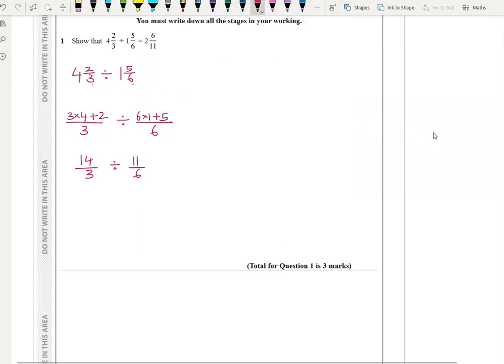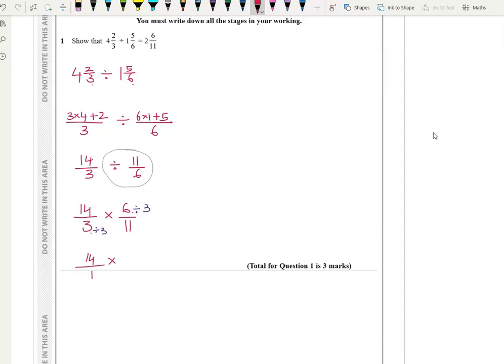Now when you divide by 11/6, dividing by a fraction is the same as multiplying by the reciprocal. So 14 over 3 divided by 11 over 6 can be written as multiplied by the reciprocal. So flip 11 over 6, you get 6 over 11. Now if you look at 6 and 3, both are divisible by 3, so I'll divide both by 3. So 14 will stay the same, 3 divided by 3 is 1, 6 divided by 3 is 2, and the denominator is 11.